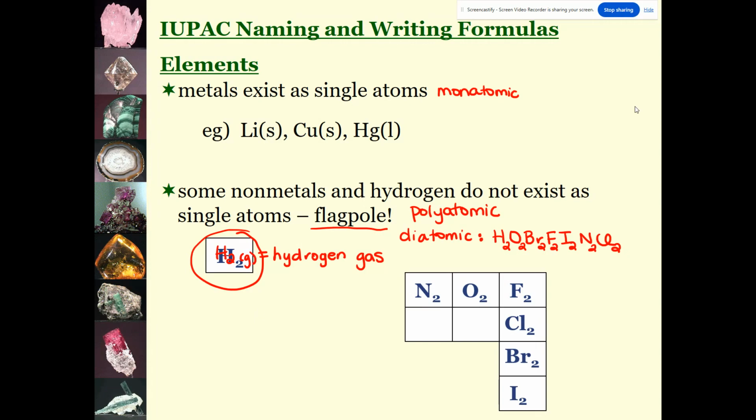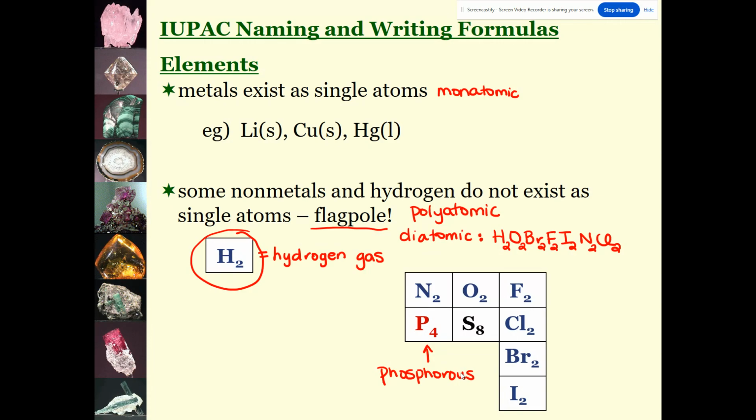Now, there are 2 other elements that are polyatomic, but are not diatomic, meaning they don't exist as 2. They actually exist as more than 2. That's phosphorus and sulfur. Phosphorus, when it's not bonded to another element, is always P4, and sulfur, when it's not bonded to another element, is always S8. Again, when it comes to naming these things, their name is not affected by the fact that they're polyatomic. P4 would still just be called phosphorus. It's still just the element name.